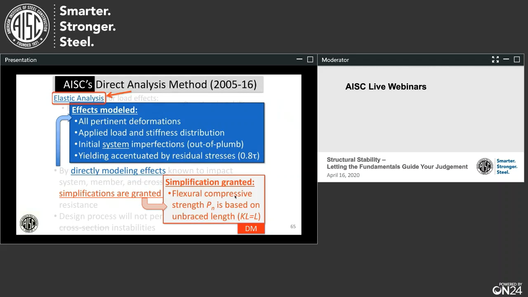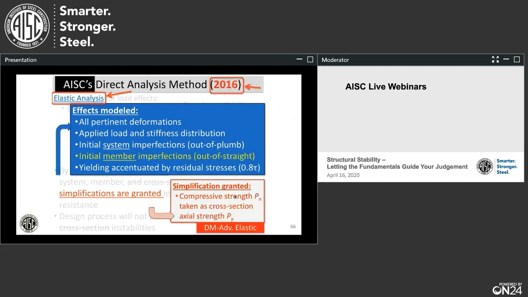So that was a huge advantage. You no longer had to calculate K factors, and you could get there. So that was well received, and you got a little work to do up front in the modeling.